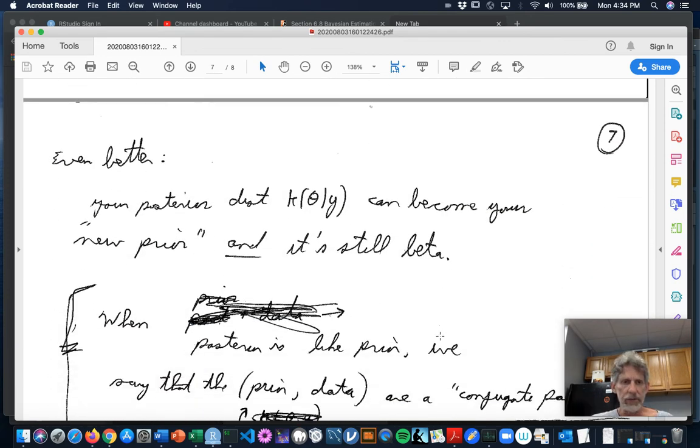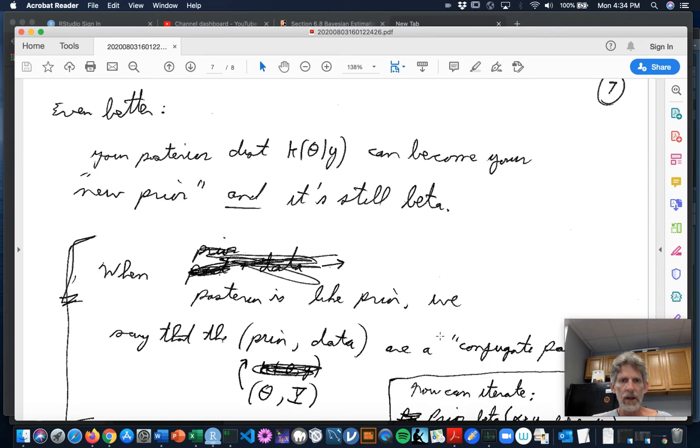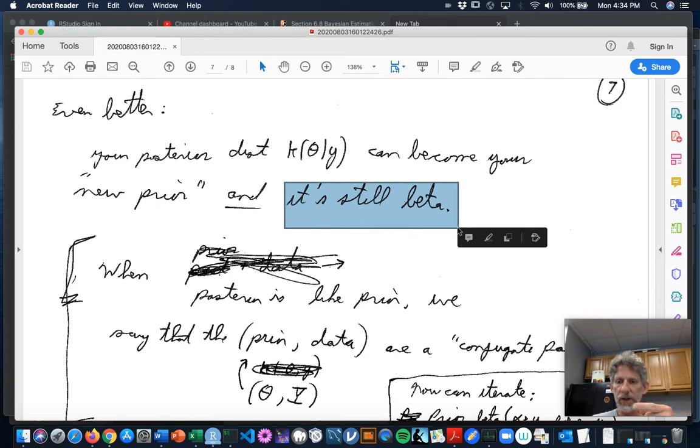It gets even better. That posterior distribution that you found based on your data, that can become your new prior, and then you can get further data and then make further revisions. And it's really cool that that new prior is still a beta like the old prior was.